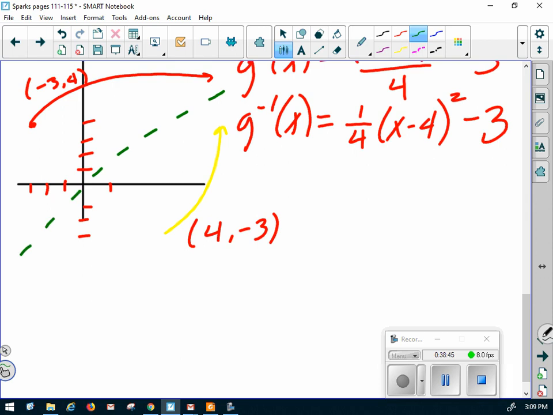But how in the world do you indicate that you have a domain restriction? That's where you do the piecewise-like constraint. You put comma, x is what? Equal to or greater than? No, here. 4. Yes. That's a little sneaky.